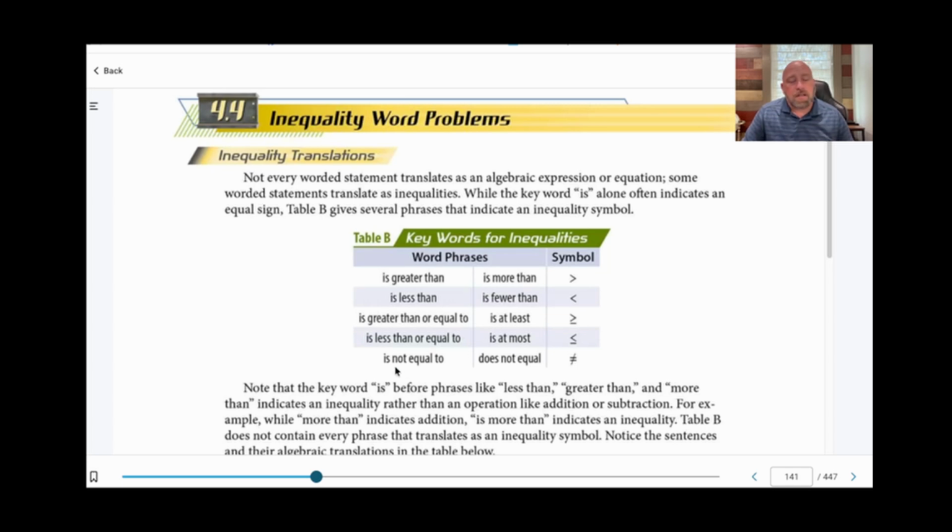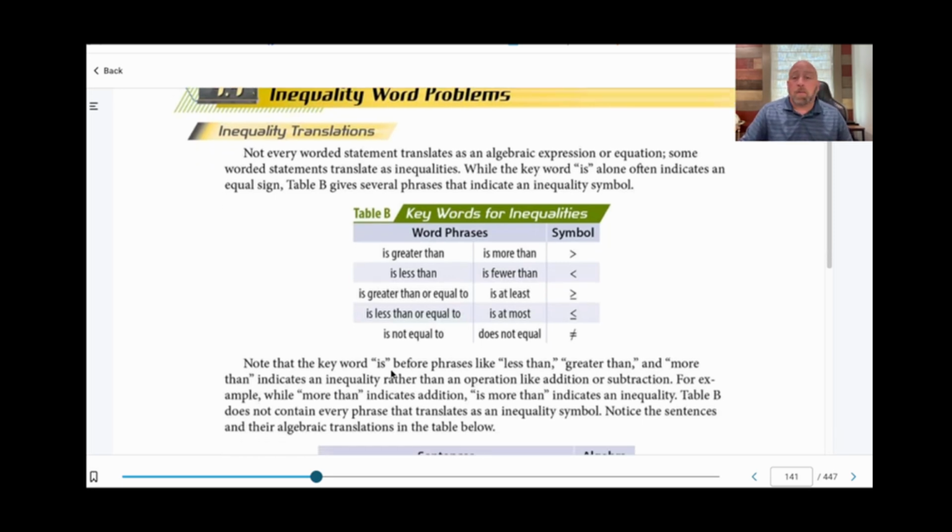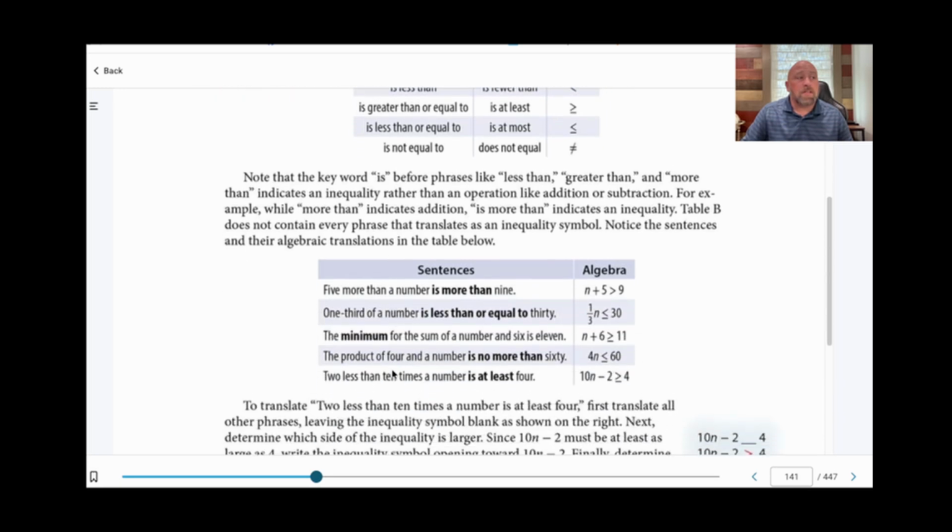And then the last one is "is not equal to" or "does not equal." So these are things you're going to be seeing in the words, and then we have to build an inequality, basically an equation with an inequality sign instead of an equals sign: greater than, less than, or equal to, something like that. And then we're just going to solve it just like we have solved the other ones.